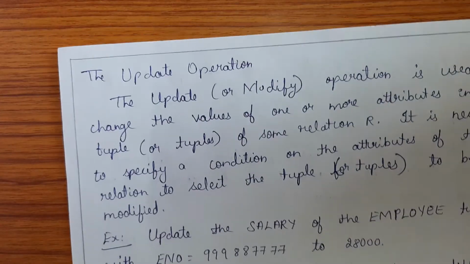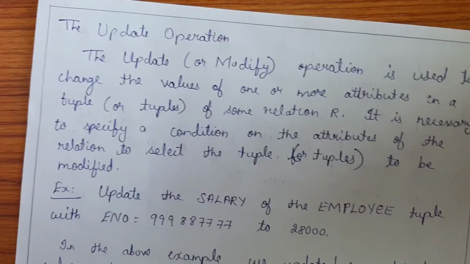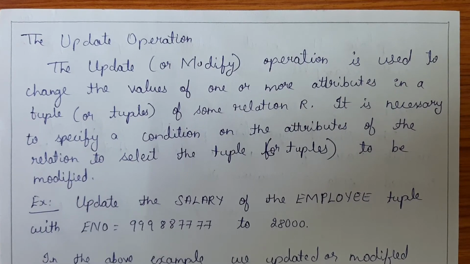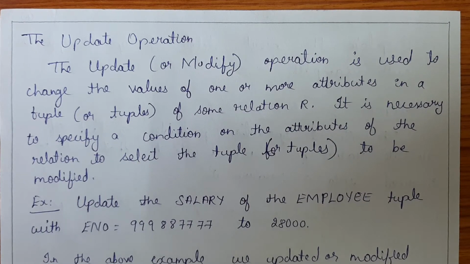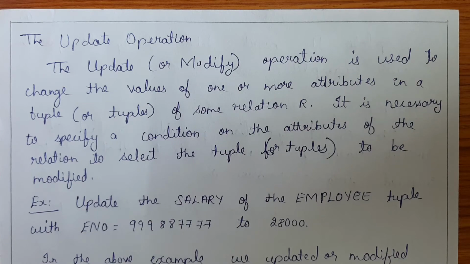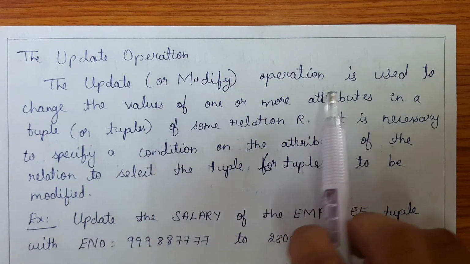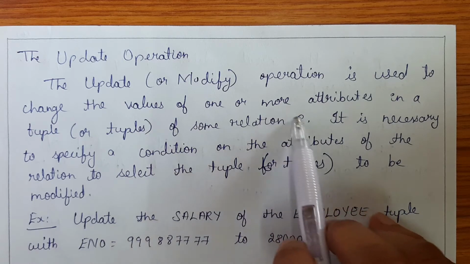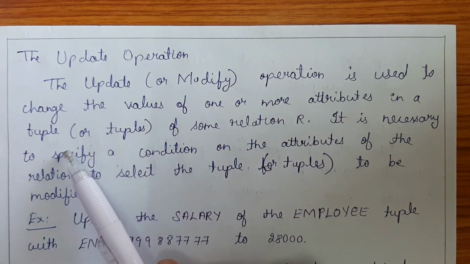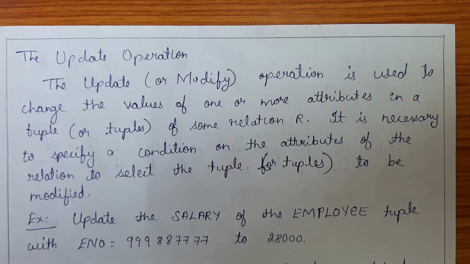Next, update operation. The update operation is also called the modify operation. Update means we are changing some information, we are altering it. It is used to change the values of one or more attributes in a tuple. That means in a row, if we want to change one or more values, for example the salary or the place, a change of address, then we make use of this update operation.